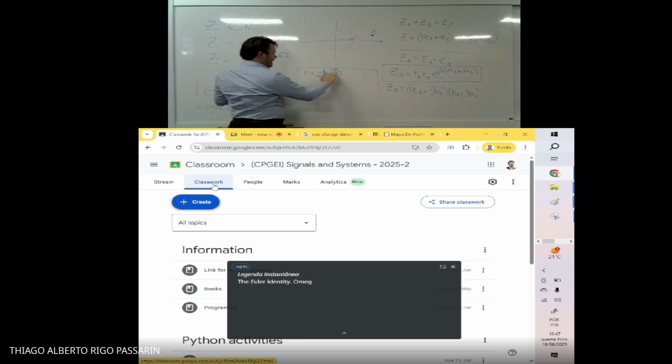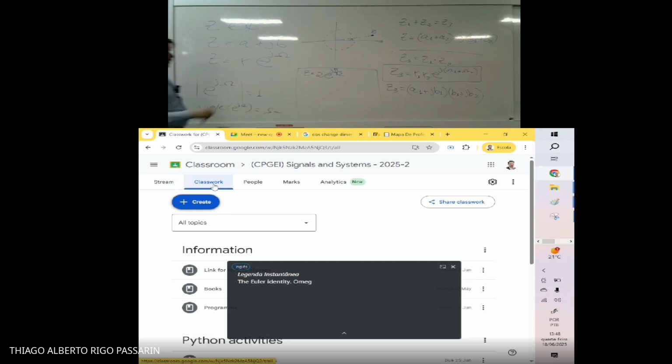Our omega is pi divided by 12. Radius 2. What happens if I square it? We're starting to do exponentiation. What happens here?